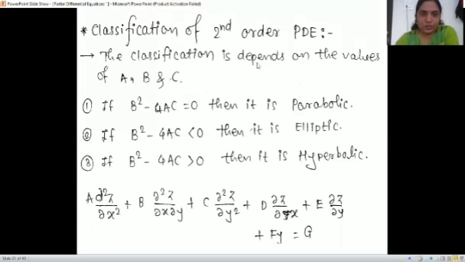Oh, this is very important. Next, classification of second order PDE. The classification depends on the values of A, B, C. Okay, then what are A, B, C? You have to consider this equation for that.